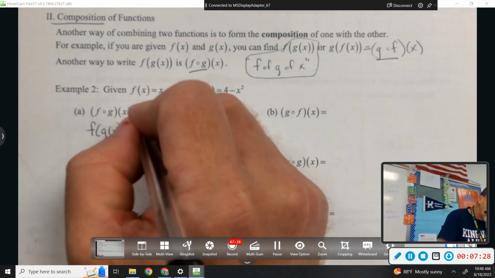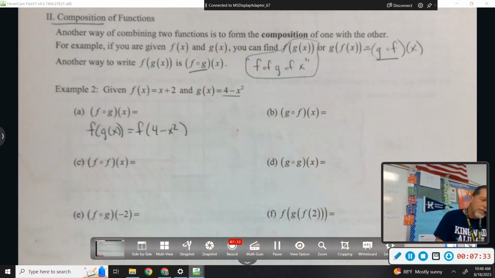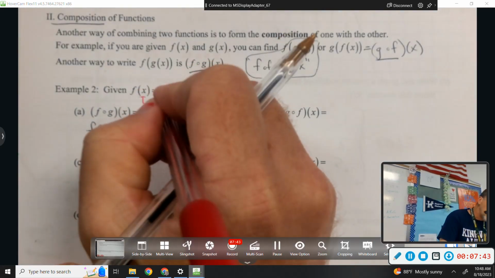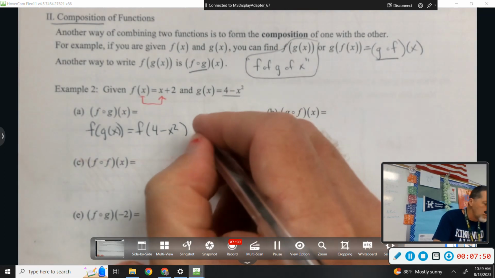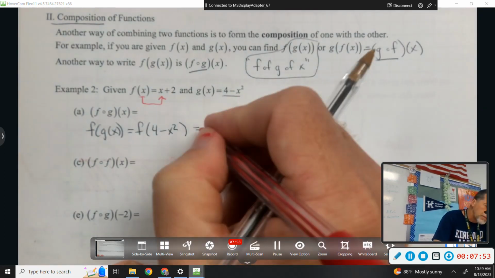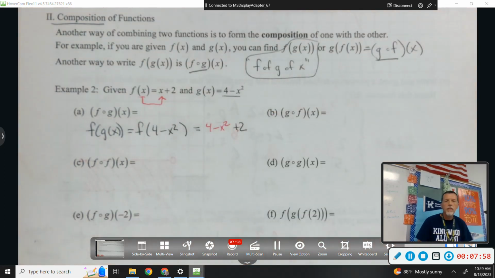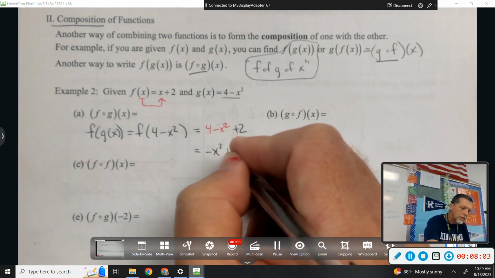So F of G of X. G of X is 4 minus x squared. So G is now the input into the F equation. Just like f of 3 means plug in 3, and f of 7 means plug in 7, and f of 12 means plug in 12, f of 4 minus x squared means plug in 4 minus x squared. And then combine like terms, negative x squared plus 6.